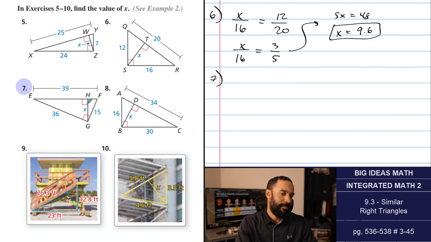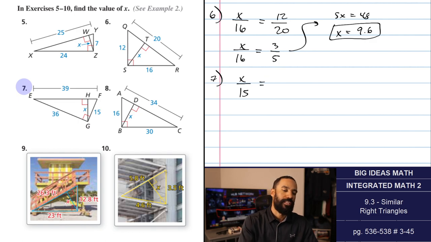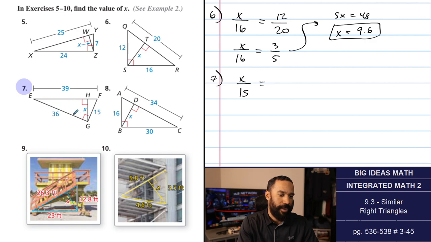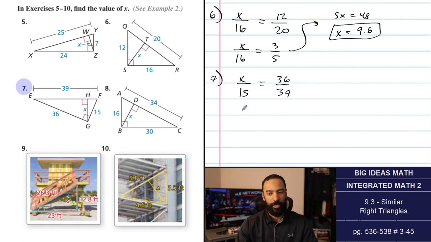But let's call X this time the short leg of the big triangle, and let's find a short leg elsewhere. Excuse me, short leg of the medium triangle and short leg of the big. We got X over 15. I think I did this the first time. Equals, let's find something else in the medium and the big triangles. We don't have the long leg. We have the hypotenuse in the medium and the hypotenuse in the big. 36 over 39. I think I did this the first time, but there's only so many ways I can do it. So X over 15 equals, reduce that, and we get 12 over 13.